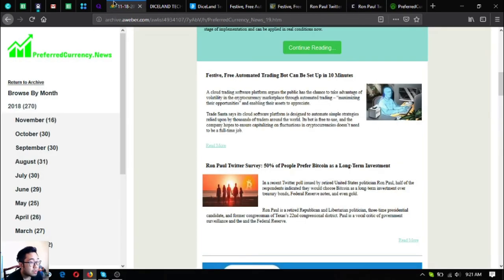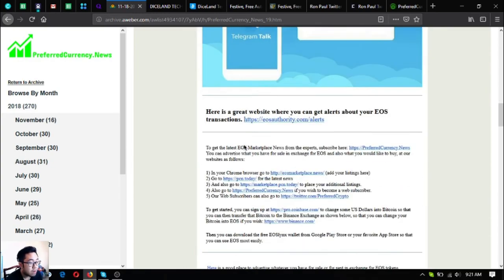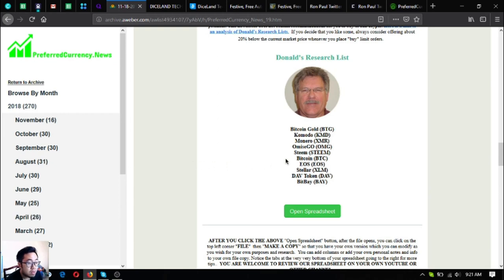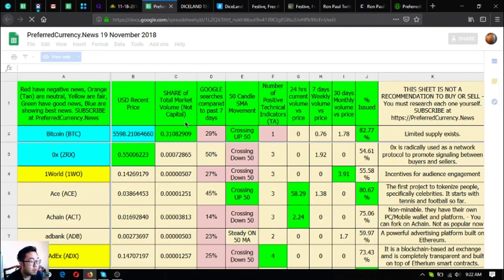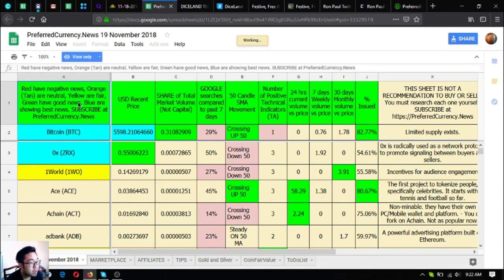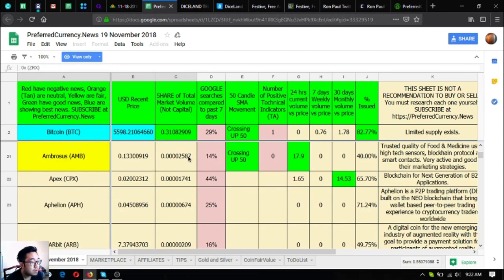Okay, so those were the headlines or the main stories of the day, or the main updates on the news. So let's scroll down. So here is Donald DeGruy's top research list. So these are Bitcoin, Gold, Komodo, Monero, OmiseGO, Steem, Bitcoin, EOS, Stellar, Dascoin, and BitPay. So just click open spreadsheet so that you can open the spreadsheet of Donald DeGruy's research list. As you can see here in cell A1, the red have negative news, orange tan are neutral, the yellow are fair, the green have good news, and the blue are showing the best news. So these blue ones are the best coins that you should include in your portfolio or in your research list.